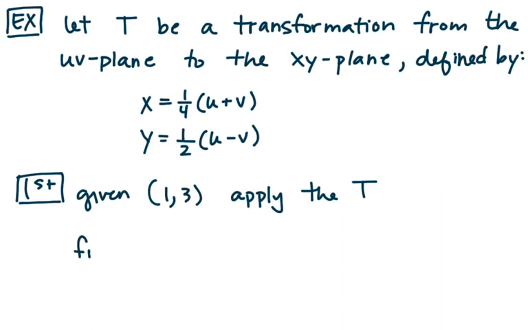So we're going to do a couple of different things to help us understand this. Given some ordered pair (1, 3), let's apply the transformation T. Essentially, we're being asked to find T applied to (1, 3). So what does that equal? Well, I can take 1 and 3, plug it in here, I get 4. 4 over 4 gives me 1. And I can say 1 minus 3, negative 2. Negative 2 over 2 gives me negative 1. So I had a point in the UV plane, and then I transformed it to a different point at a different location in the XY plane.